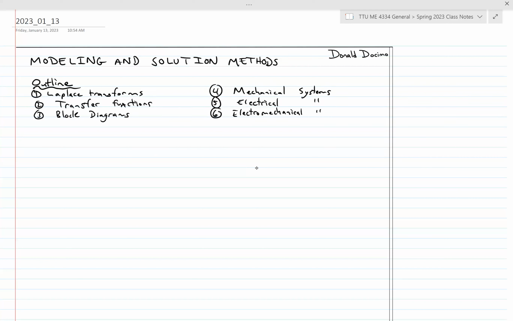I'm probably not going to teach too much in terms of thermal or fluid systems, but we could also do those if we wanted to, but that's more 33 material. So these are topics that hopefully everyone is familiar with. Laplace transforms, I expect everyone has seen those in at least 2 or 3 classes at this point. Transfer functions and block diagrams would have been in 3333. And mechanical and electrical systems, you've probably seen since freshman or sophomore year. So let's spend a day to review Laplace transforms.